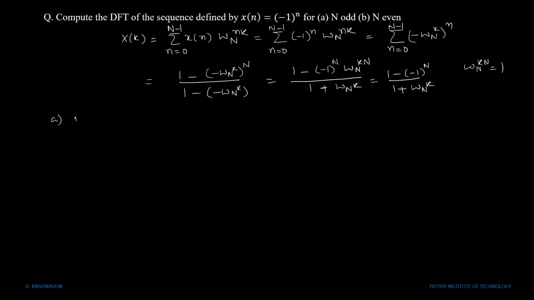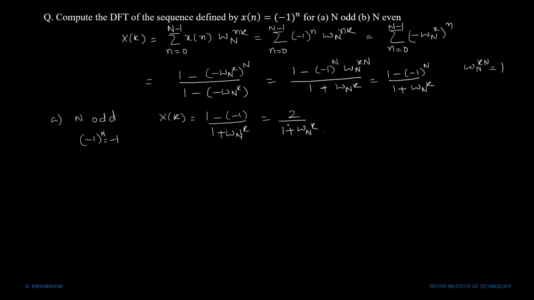Now the first condition, when n is odd. So when n is odd, then X of k will be 1 minus minus 1 to the power of n. N is odd means minus 1 to the power of n will be minus 1. So X of k will be minus of minus 1 by 1 plus WN to the power of k, that is 2 by 1 plus WN to the power of k.